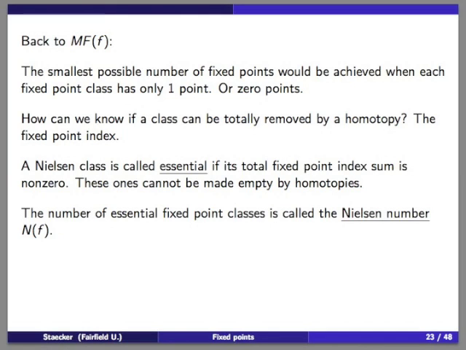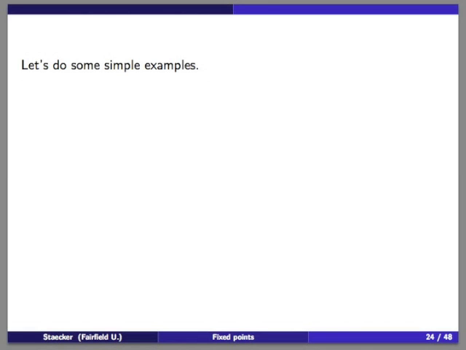The number of essential fixed point classes is called the Nielsen number, and we write N(f). It's automatically true, because of what I said before, that the Nielsen number is a lower bound on the minimum number of fixed points. Let's talk about some simple examples.